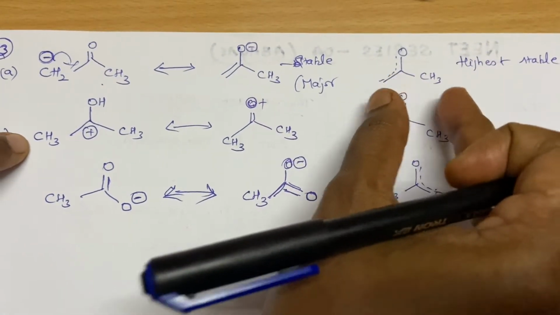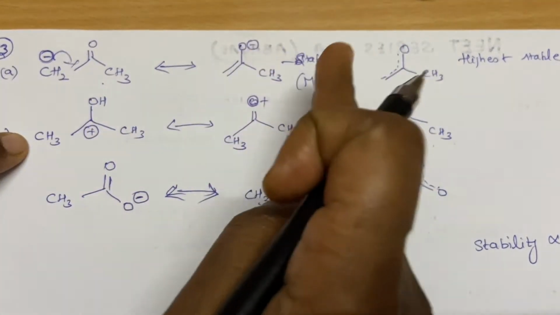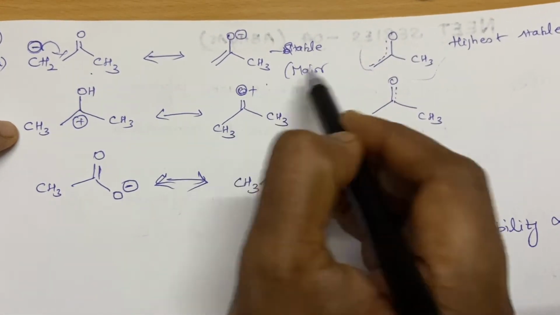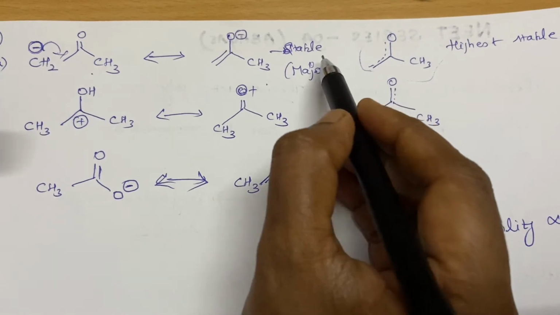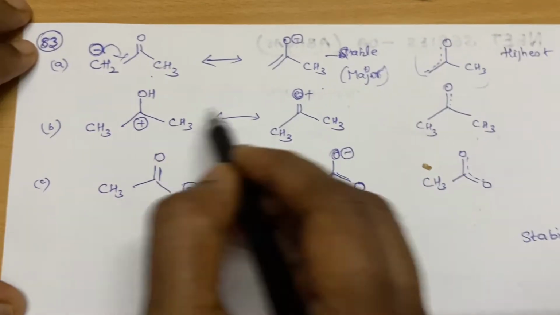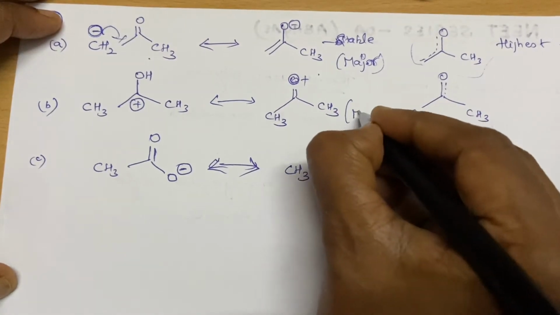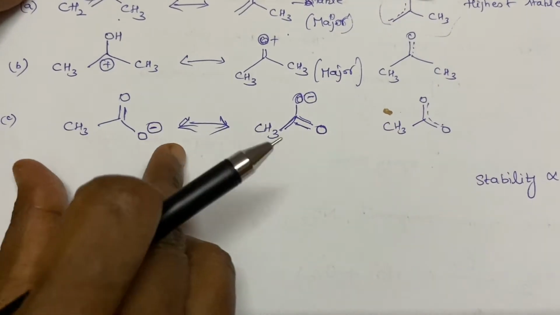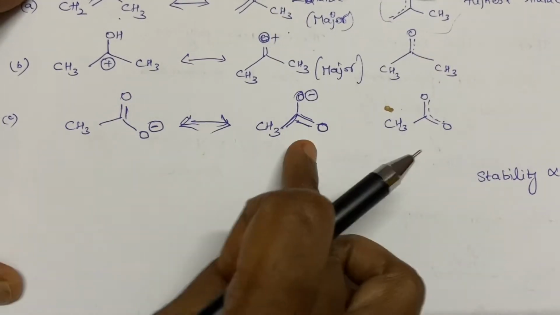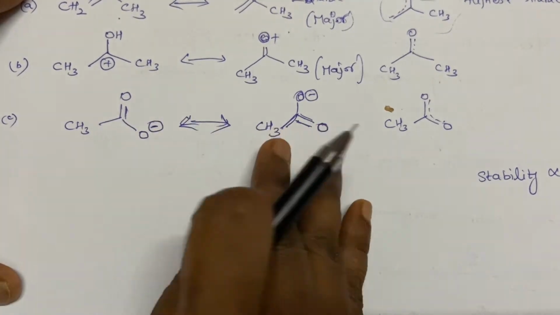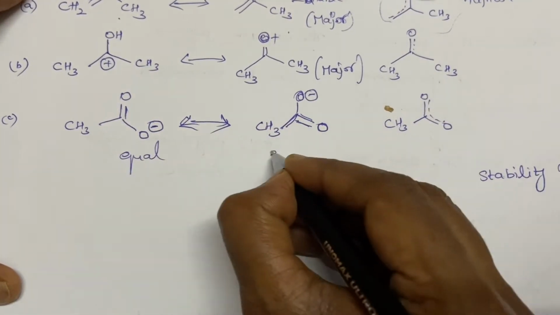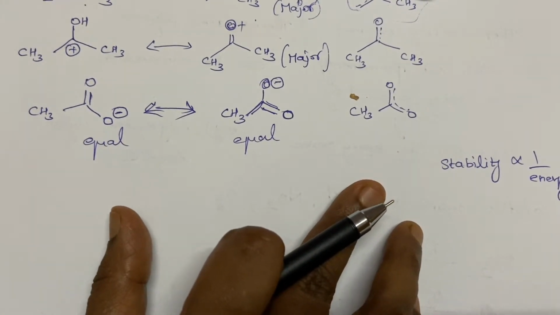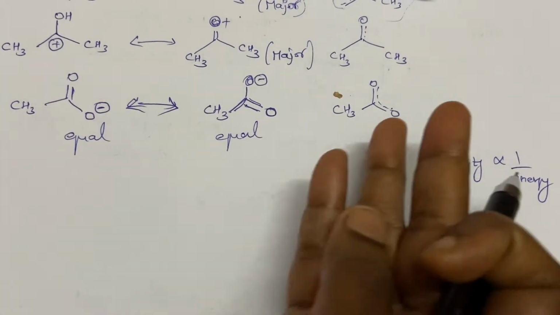The resonance hybrid is derived from the number of resonance structures that are possible. The major contributing resonance structure will be the most stable and have the least energy. Here these two resonance structures are equivalent. They are very symmetrical, and they contribute in equal proportion. The resonance structures which are equivalent in structure give the higher resonance energy.